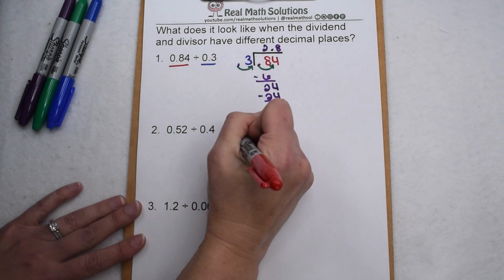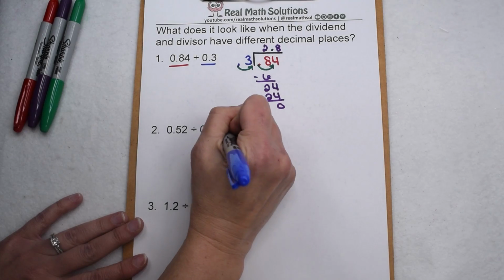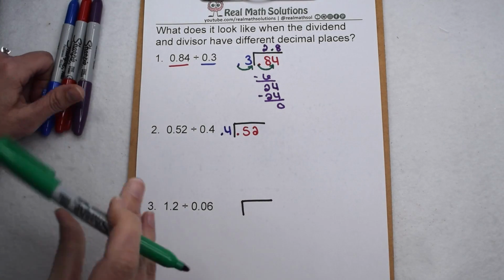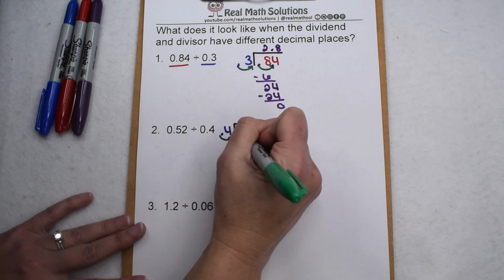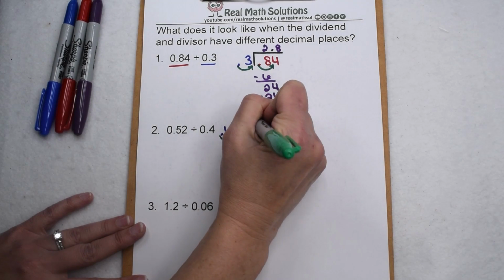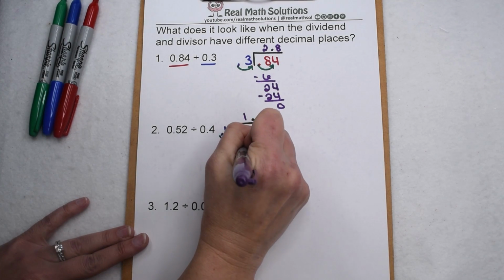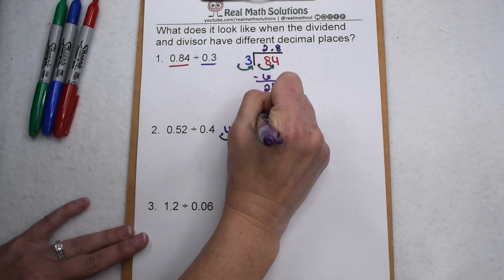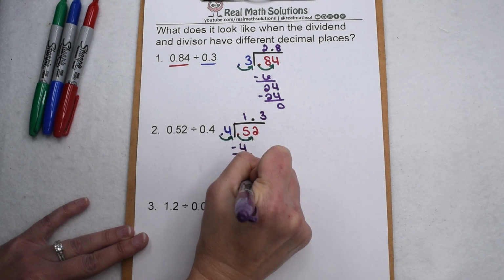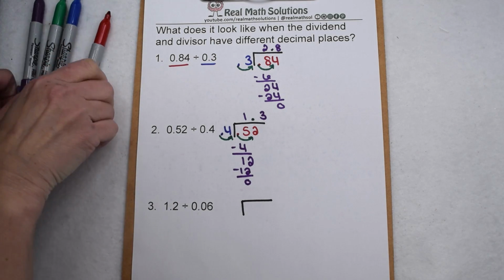We can do the same thing on our next problem. 52 hundredths divided by 4 tenths. 52 hundredths goes in the house, 4 tenths goes outside. Our divisor tells us to move the decimal one place to the right, so we do the same thing to the dividend, slide it up into the quotient. When we divide, pay attention to our place values. 5 minus 4 is 1, bring down my 2. That goes in 3 times with none left over. So 52 hundredths divided by 4 tenths gives me 1 and 3 tenths.